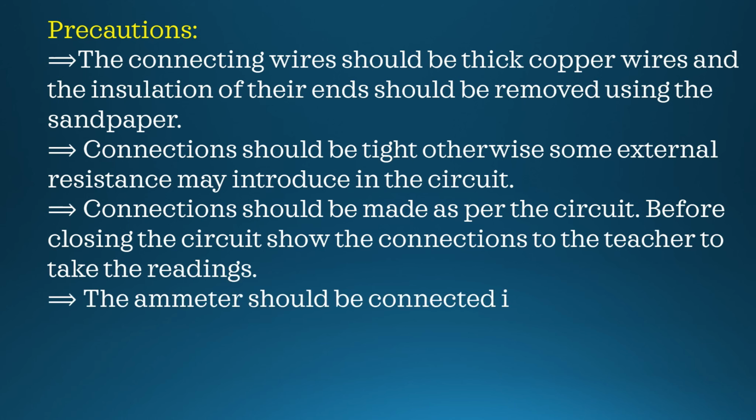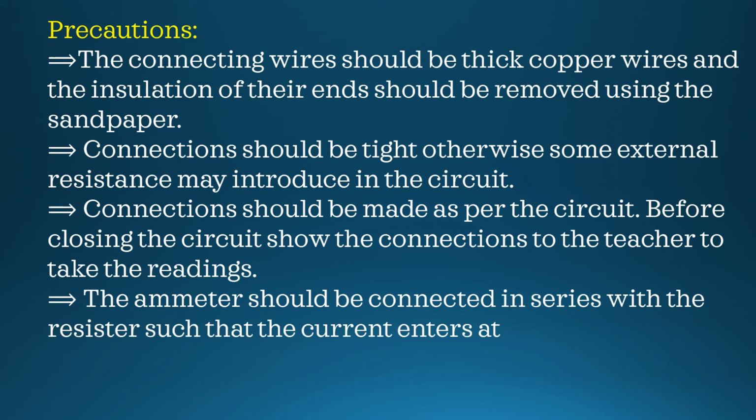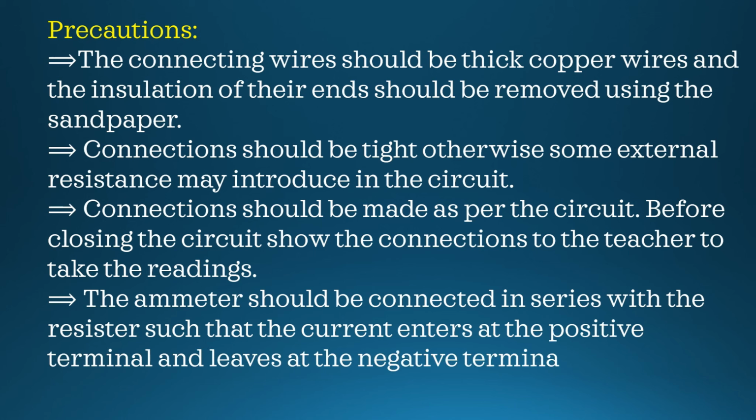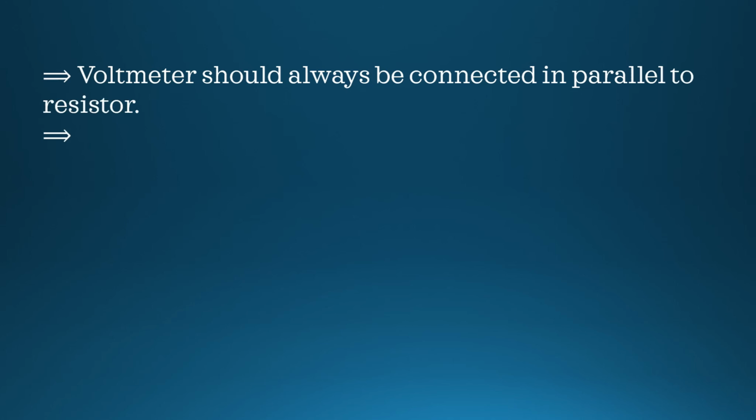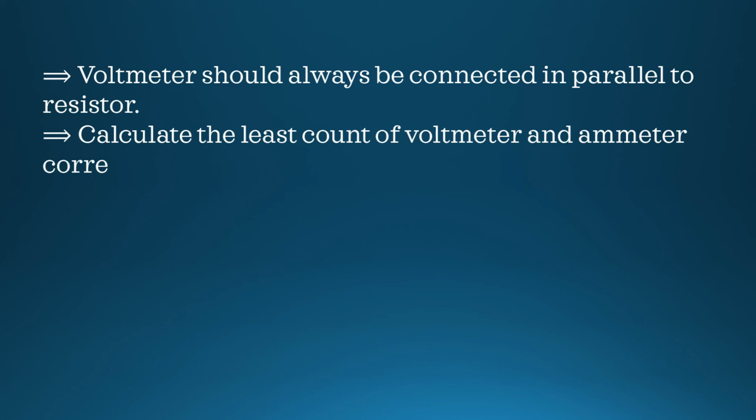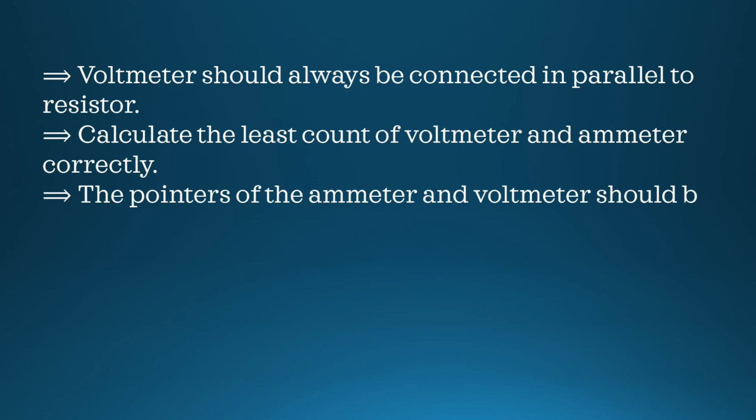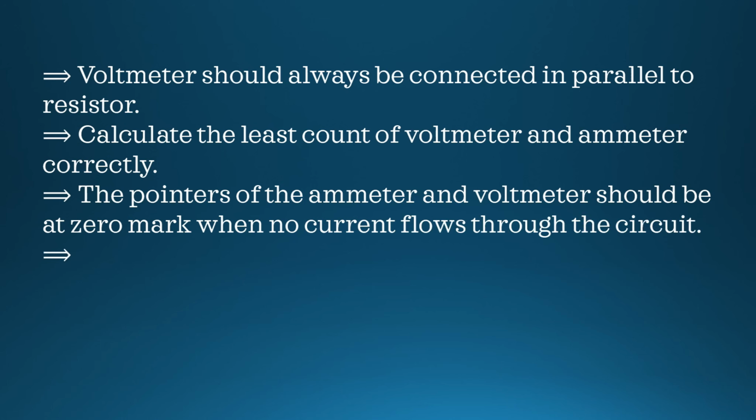The next one: the ammeter should be connected in series with the resistor such that the current enters at the positive terminal and leaves at the negative terminal of the ammeter. Next, the voltmeter should always be connected in parallel to the resistor. Calculate the least count of the voltmeter and ammeter correctly. The pointers of the ammeter and voltmeter should be at the 0 mark when no current flows through the circuit.